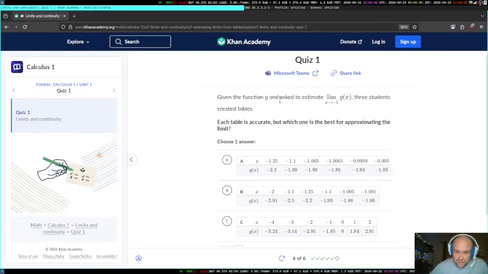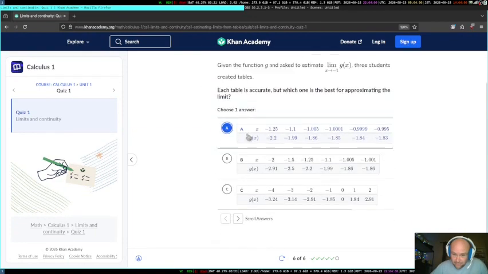Given the function g and asked to estimate the limit as x approaches minus 1, 3 students created tables. Each table is accurate, but which one is best for approximating the limit? Okay, for Christ's sake, what kind of question is this? I would say this one.